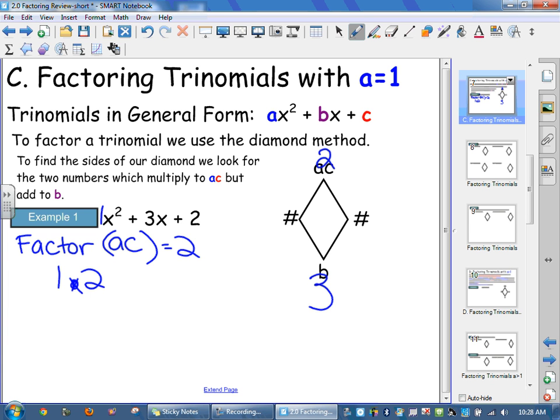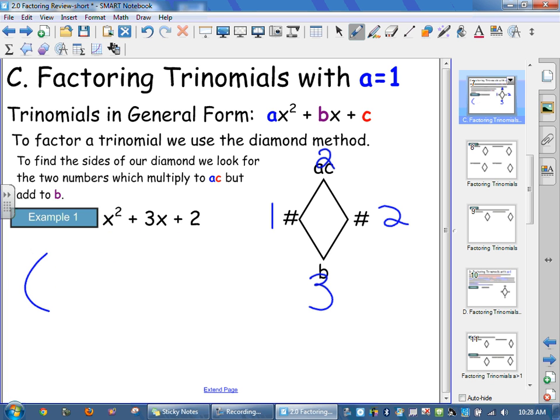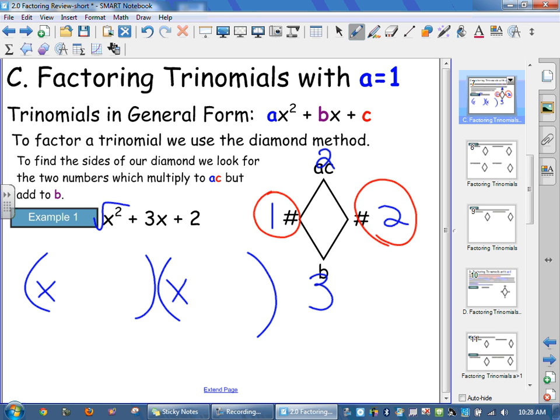Yes. So what happens now is you open two sets of brackets. You square root x squared, of course, and put it in the front of both brackets. And then the numbers on the wings of your diamond that you found go at the end of your brackets. So 1 and 2. Now check your signs. Are they both positives, both negatives? The 3 in the middle is a positive, so they're both going to be positives, because the 3 and the 2 are both positives. Let's take a look at a few more examples.